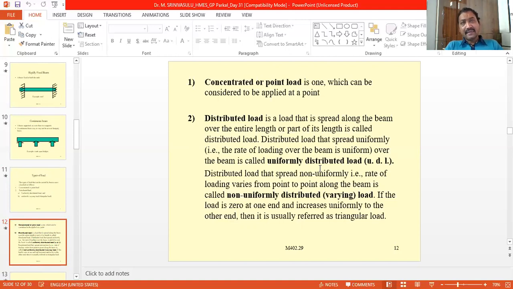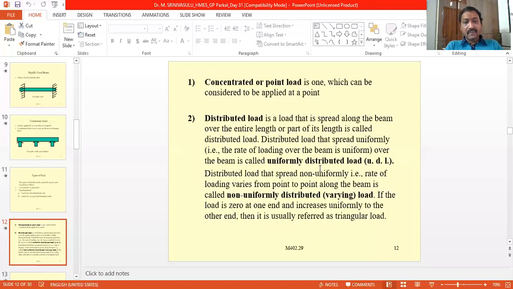That means the load is acting at a point, and that's why it is called a point load, or it is also called the concentrated load. That means the load is concentrated only at a point. So I think it is clear: a point load or concentrated load means the load is acting at a point on the beam, or it is concentrated only at a point on the beam, then it is called the concentrated load or the point load.